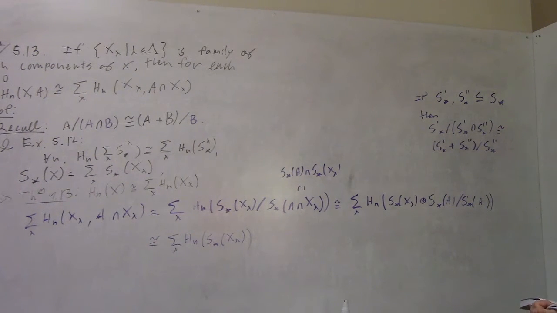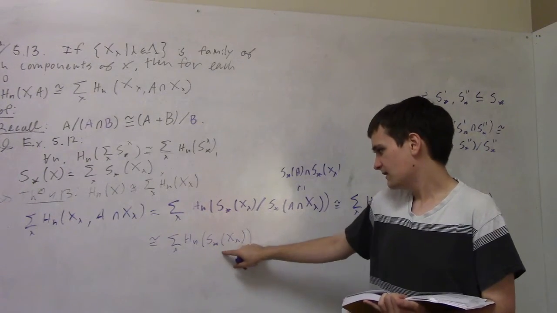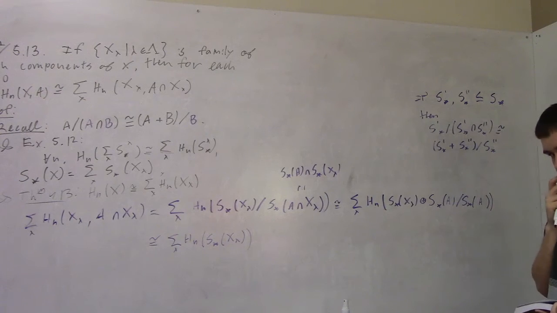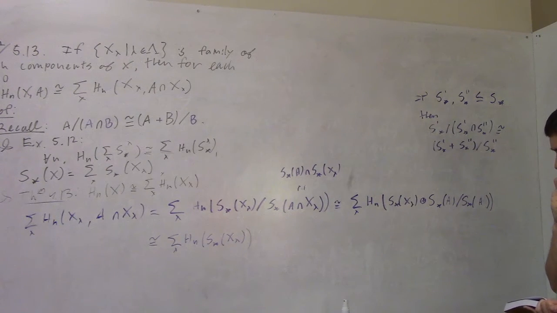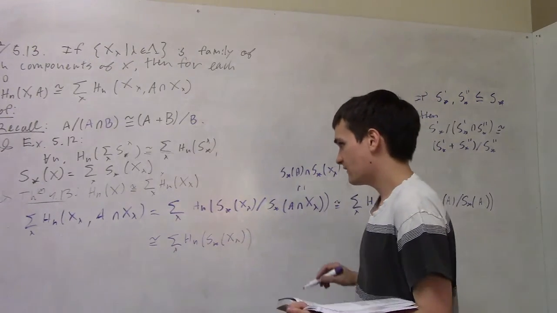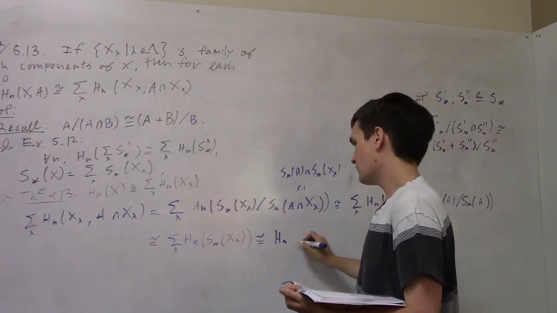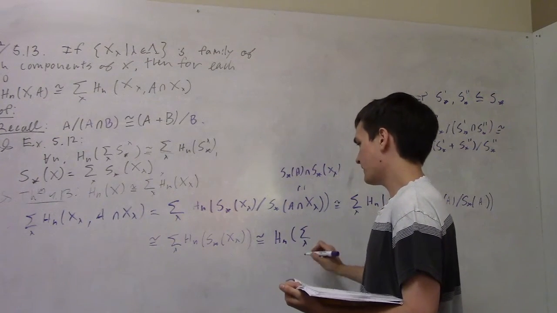And I guess that's just isomorphic to this. Sorry. Yeah, that's right. Okay, now the pattern gels for me. So then, by exercise 5.12, this is isomorphic to Hn with the sum over the path components.